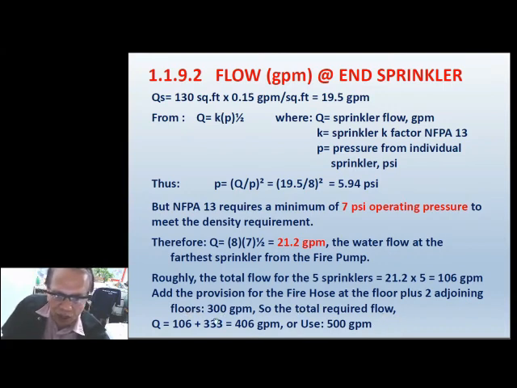So the total required flow will be 106 GPM plus 300. Sorry, this 333 should be 300. There is a typographical error. 106 plus 300 equals 406 GPM. Sorry for that. So use a 500 GPM pump.